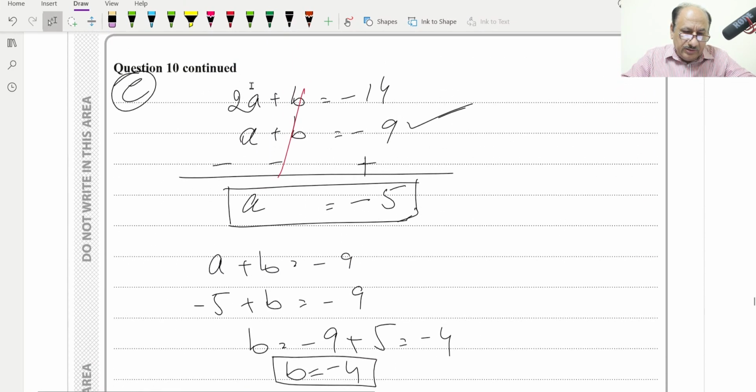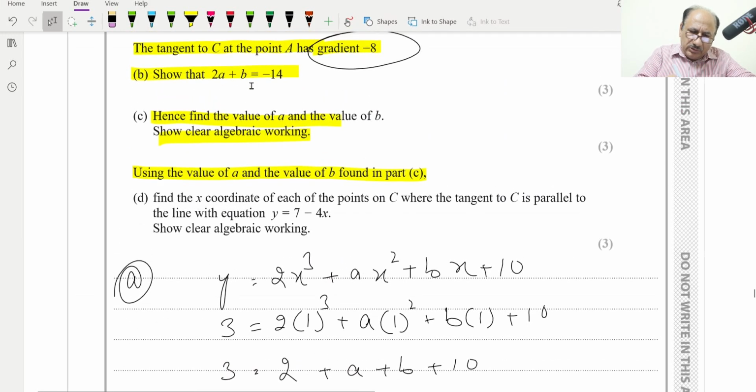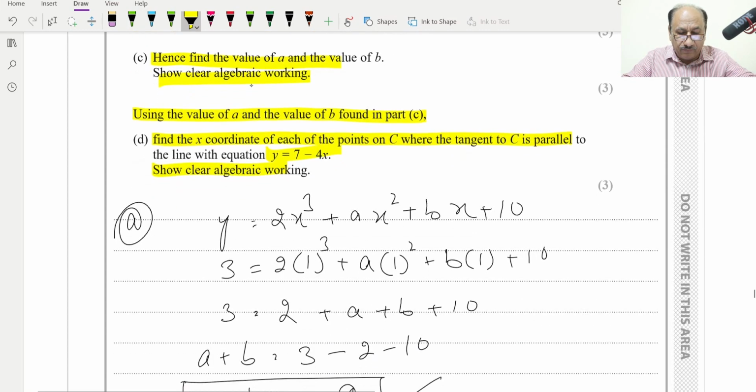And in D they are asking for: using the value of A and the value of B found in C, find the coordinates of each of the points on C where the tangent to C is parallel to the given line y is equal to 7 minus 4x. Show clear algebraic working also.